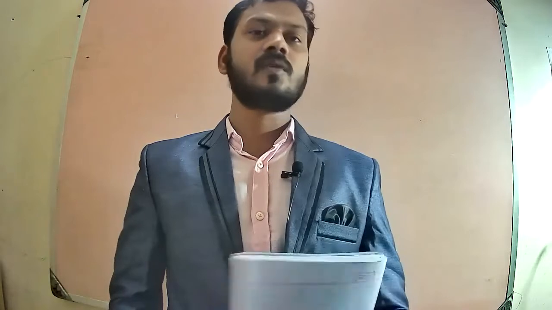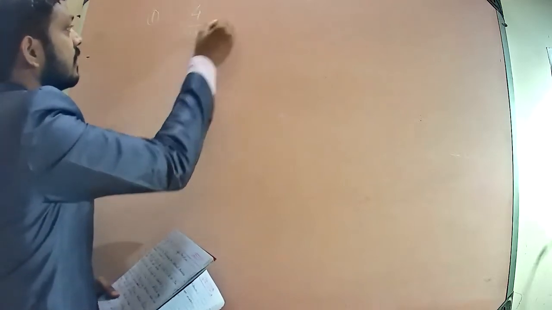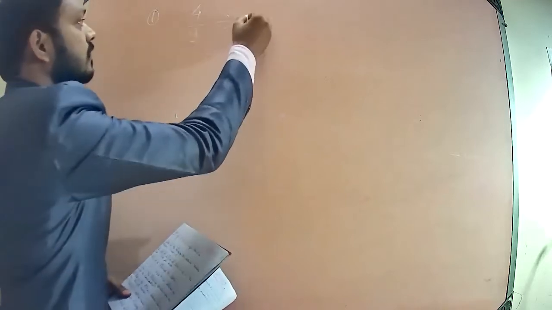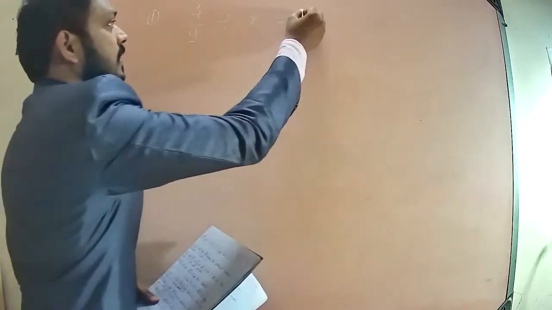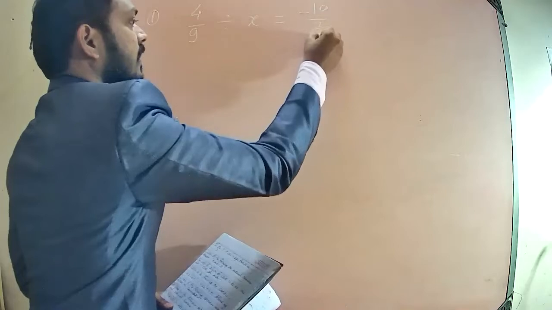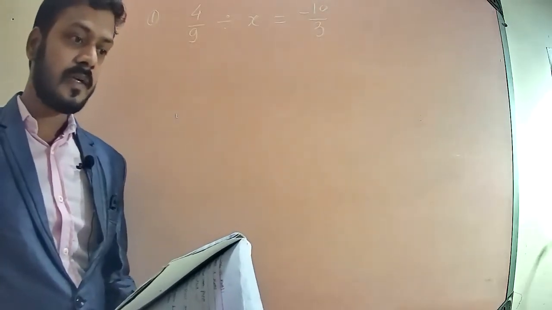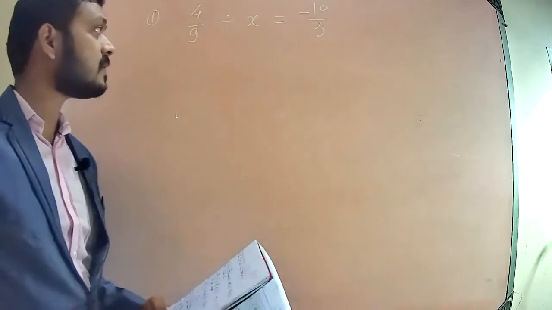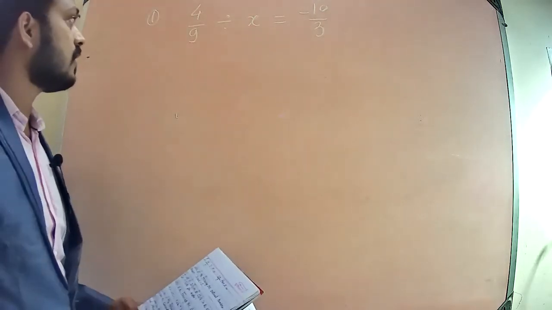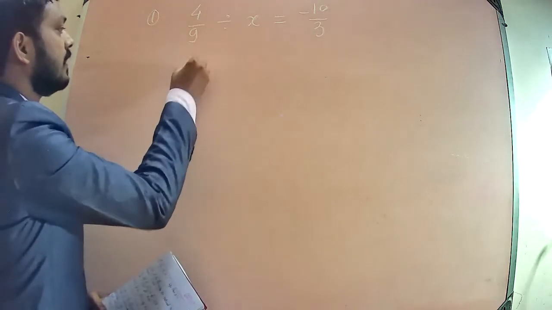Okay, so let's proceed to our question number one. If 4 by 9 is divided by x is equal to minus 10 by 3, then what is the value of x? Calculate the value of x. Okay, now how can we calculate the value of x? By solving this given question. So now how can we solve 4 by 9?